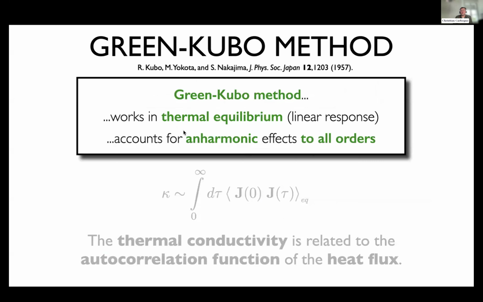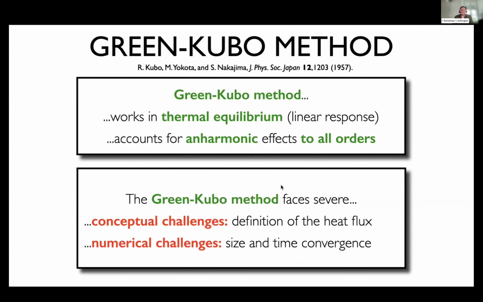Since the Green-Kubo method works in thermal equilibrium, we don't have to explicitly include non-equilibrium effects like temperature gradients, which would be quite problematic in the finite supercells that we typically use for first principles calculations. Furthermore, the Green-Kubo method accounts for all anharmonic effects because everything is based on molecular dynamics, so the complete dynamics is included. However, this method also faces severe conceptual and numerical challenges. I will shortly touch on the conceptual one, and you will learn more about the numerical challenges tomorrow in the tutorial. Conceptually, we need to define a heat flux.